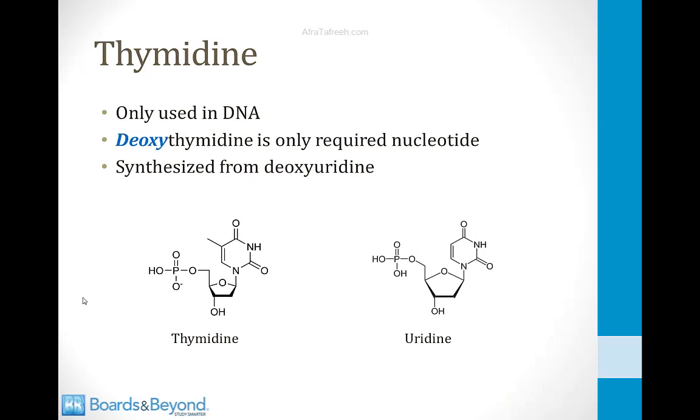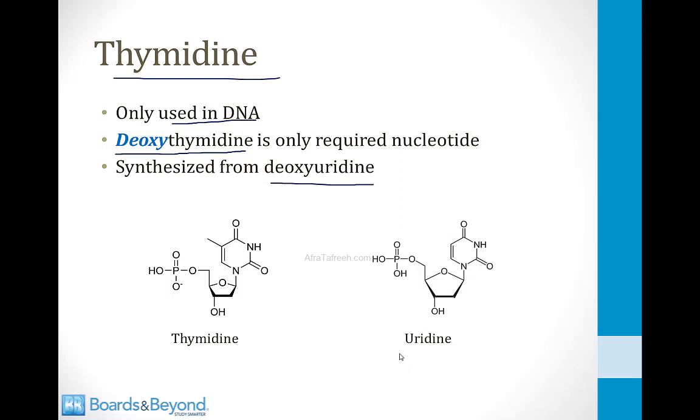For the remainder of this module, we're going to talk about the final pyrimidine, thymidine. And as you know, thymidine is only used in DNA, so the body only needs deoxythymidine. It does not require the ribonucleotide thymidine. And thymidine is synthesized from deoxyuridine. They have very similar structures.